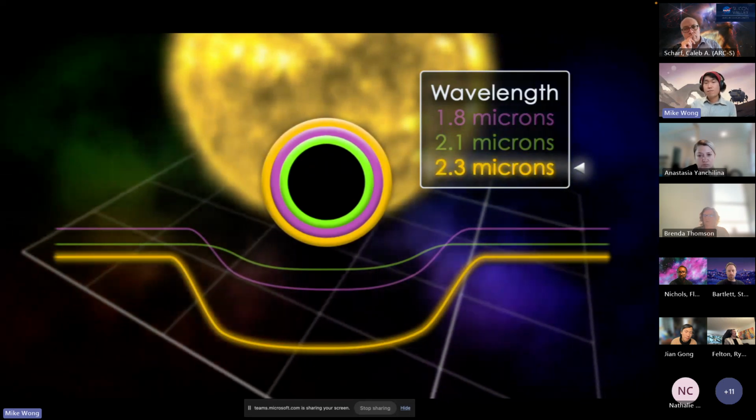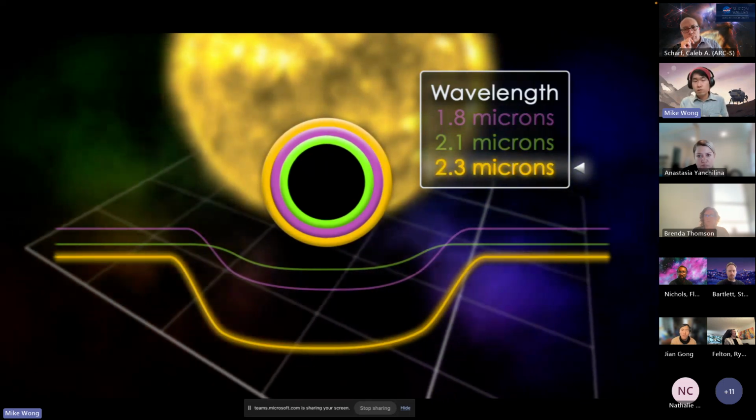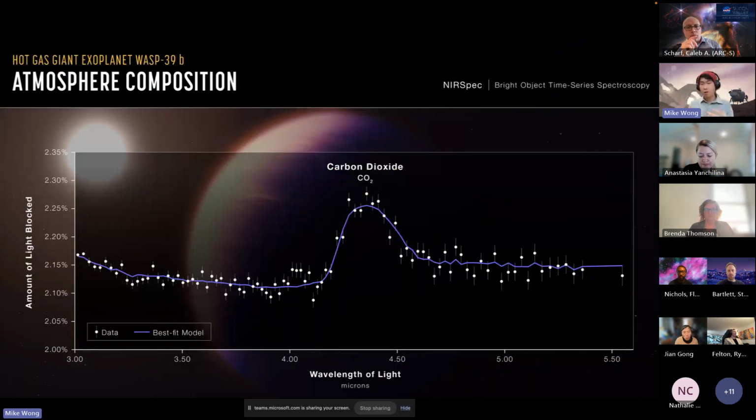And so in this graphic here, you see that when you observe this particular planet at 2.3 microns, it actually blocks a larger area of the star's disk. And this is a sign that that exoplanet has something in its atmosphere that absorbs specifically at 2.3 microns. So in practice, this is how the data look.